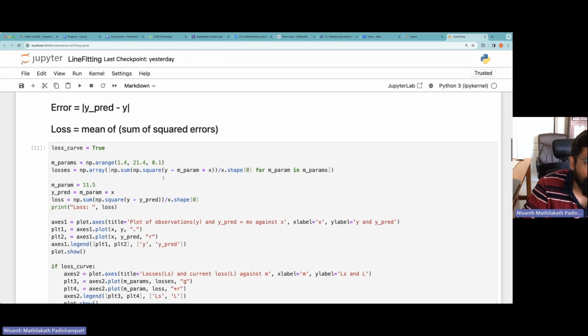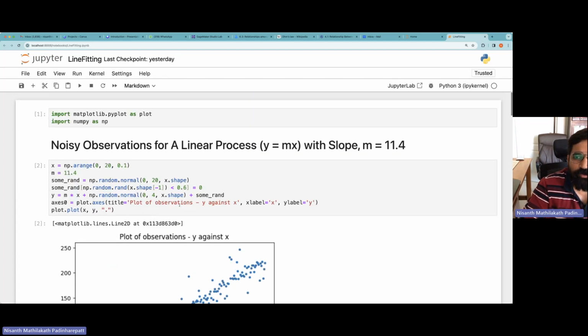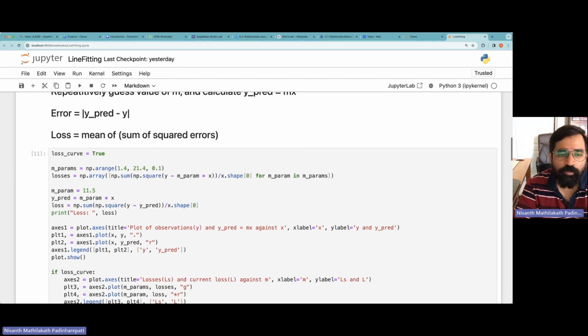And what is the loss we got? 212. That is very less. It will not be zero because there is noise here. Not all the observations lie on a line. That's why we are getting a non-zero loss, but we are close, right? And we know we started with 11.4 and added noise to it, so we arrived at a good guess.